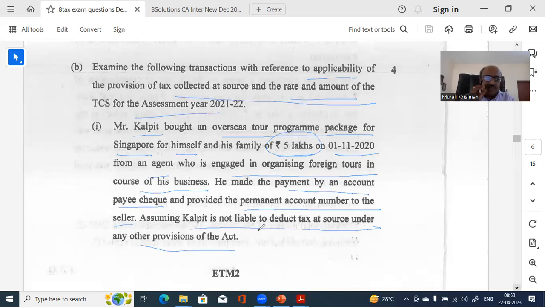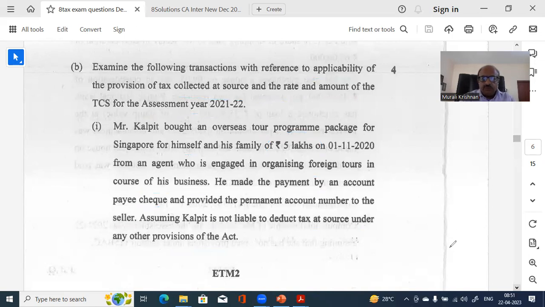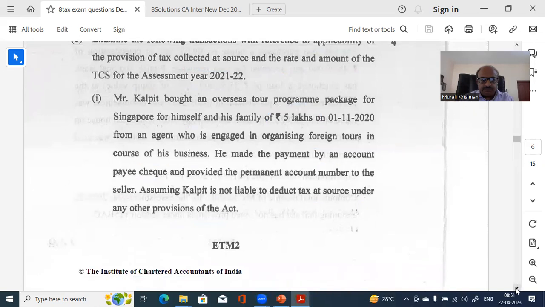So what happens? Who will deduct? Not Kalpit; the tour program seller will collect TCS, because the amount is more than the prescribed limit. I don't remember the limit, we'll have to see that in the answer. But tax is collected for a foreign tour program. What is the rate? We'll check that. I don't remember it now.